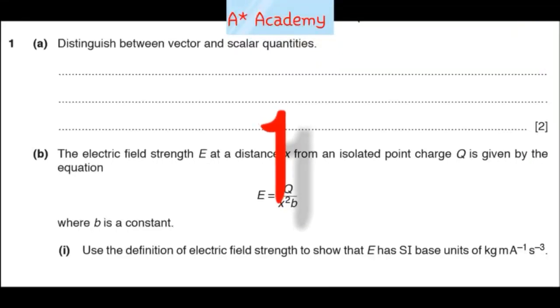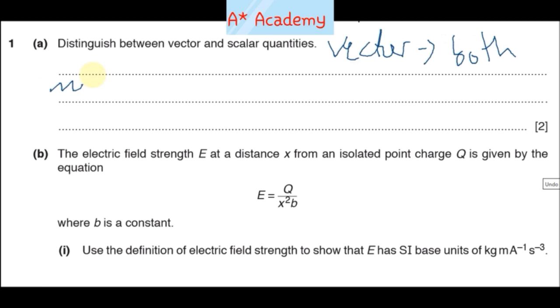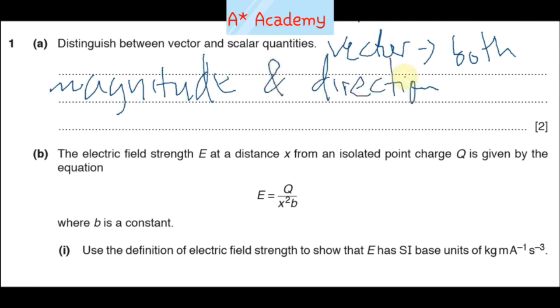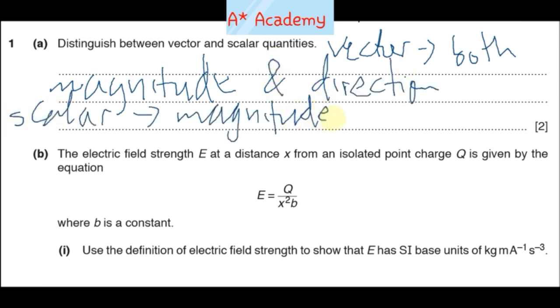Vectors are quantities defined by both magnitude and direction. So we can write: a vector is defined by both magnitude and direction, whereas a scalar is defined by magnitude only. Right, so there you have it. You get your 2 marks just by doing that.